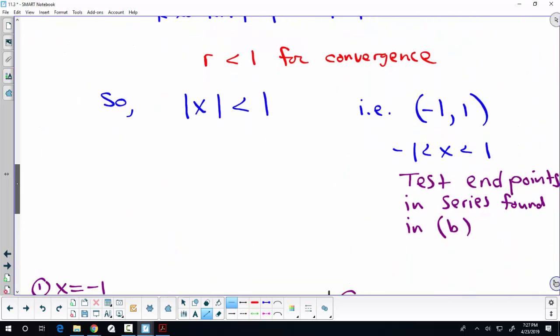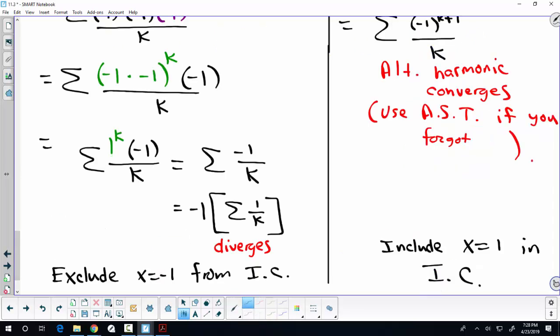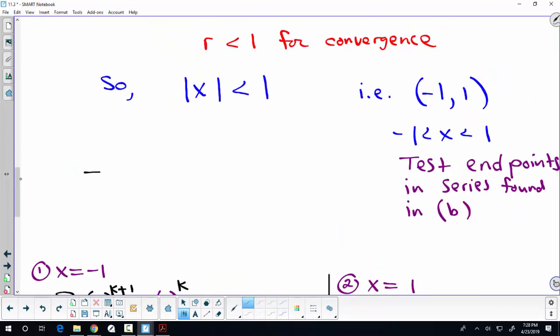Okay, so can I just go back up here and write this? The interval of convergence for the particular series found in part B is this. Or if you want to write it out as an inequality, -1 is less than x is less than or equal to 1.